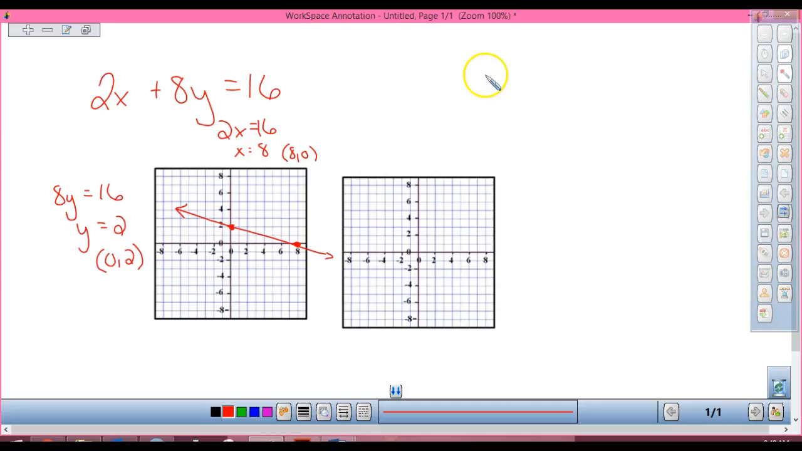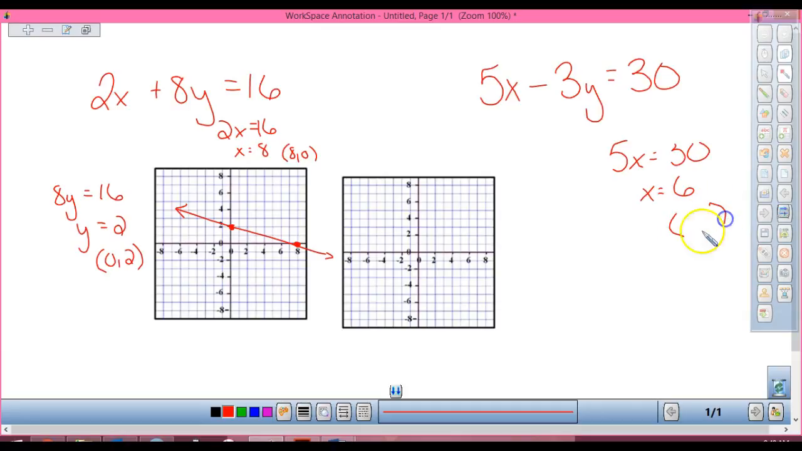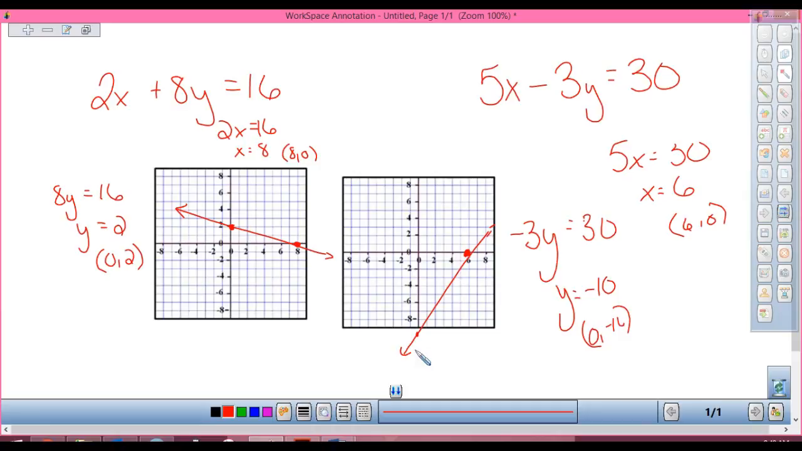Now let's say I've got 5x minus 3y equals 30. First step, cover up y. 5x equals 30, so x is 6. What point is this? (6, 0). Then cover up my x: negative 3y equals 30, so y is negative 10. So this point is (0, negative 10). And then you've got your line through those two points.